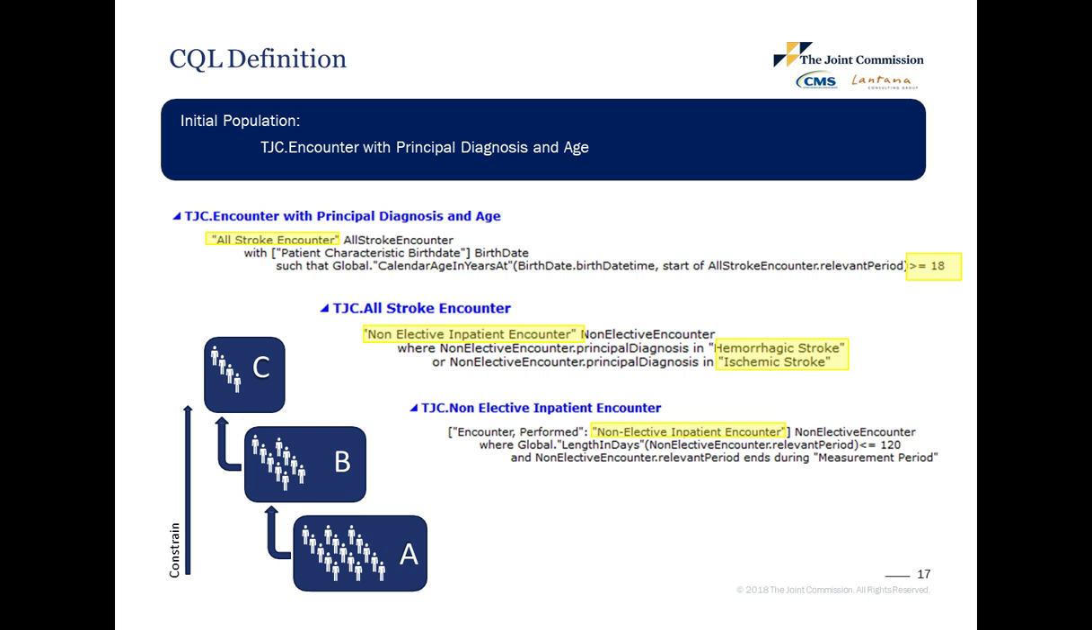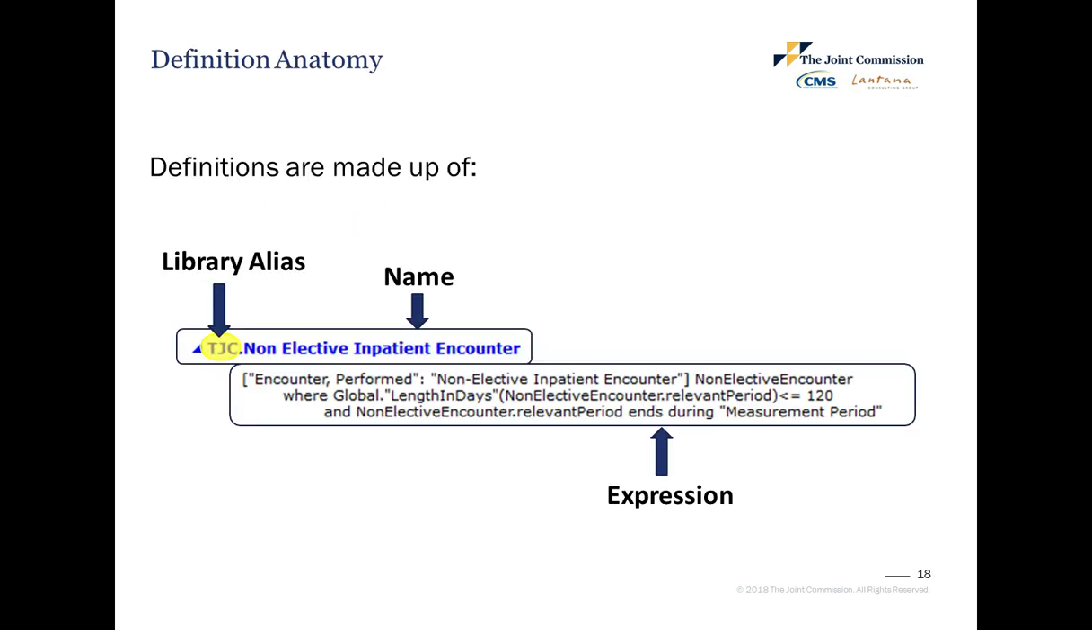TJC.all-stroke encounter, notice how it starts with the previous definition name. We then add diagnosis criteria. And then in the next block of encounter with principal diagnosis and age, we start with the previous definition and then add age criteria. So then finally, encounter with principal diagnosis and age is directly used as the initial population. So as you can see, using this methodology of building blocks makes it cleaner to read and allows us to reuse the definitions throughout the measure specifications.